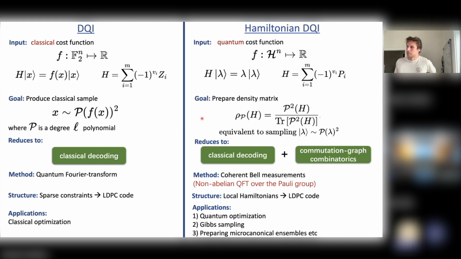I wanted to ask something. So you use this non-abelian QFT over the Pauli group. Is there any benefit of thinking of other non-abelian QFTs, over other non-abelian groups? Is there something there that's interesting?